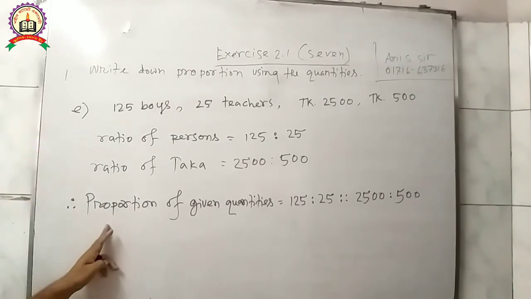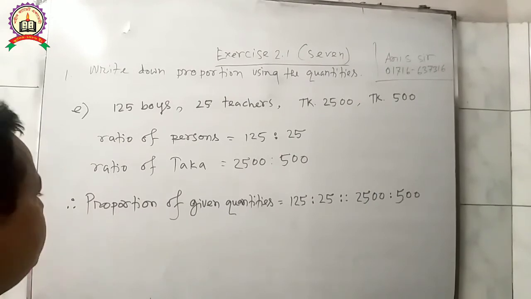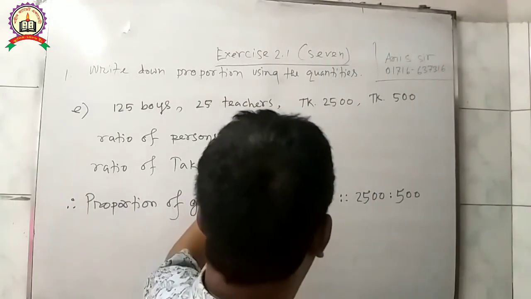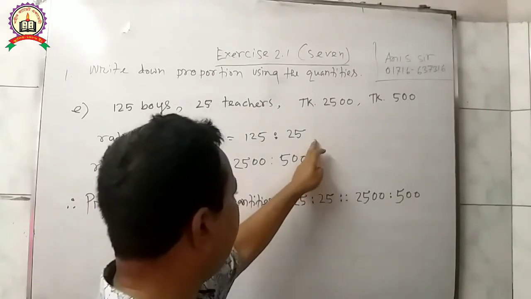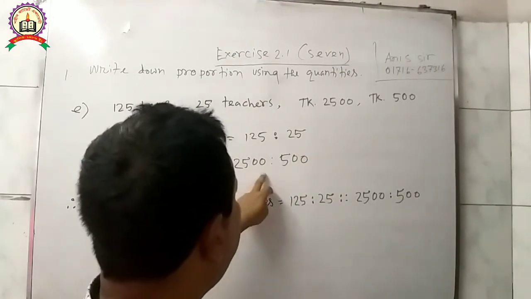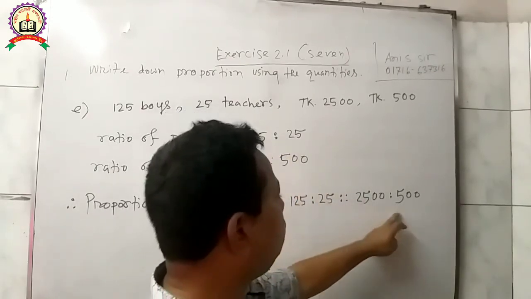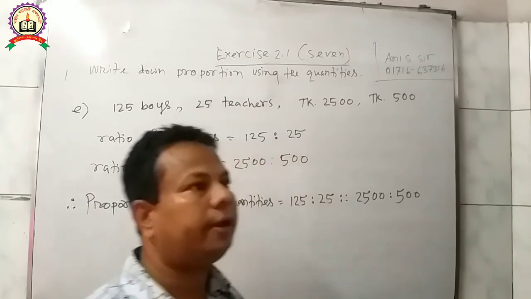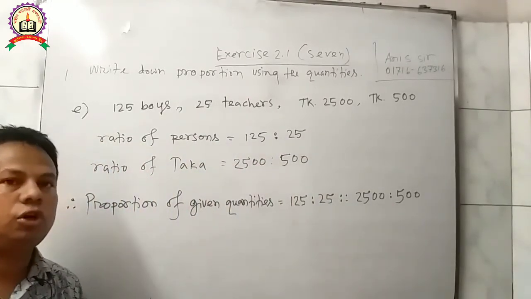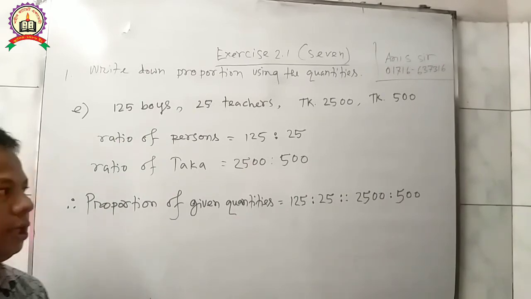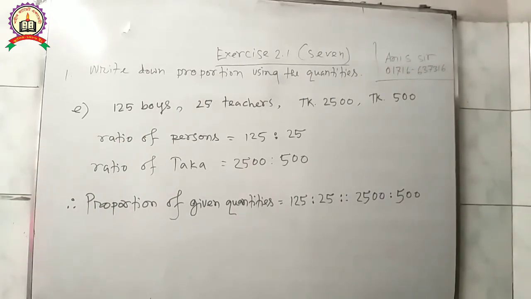And the proportion of the given quantities equal to 125 is to 25 proportion 2500 is to 500. In this way you can easily form a proportion. So if you get four quantities and the ratios are equal to each other, we can easily form a proportion.